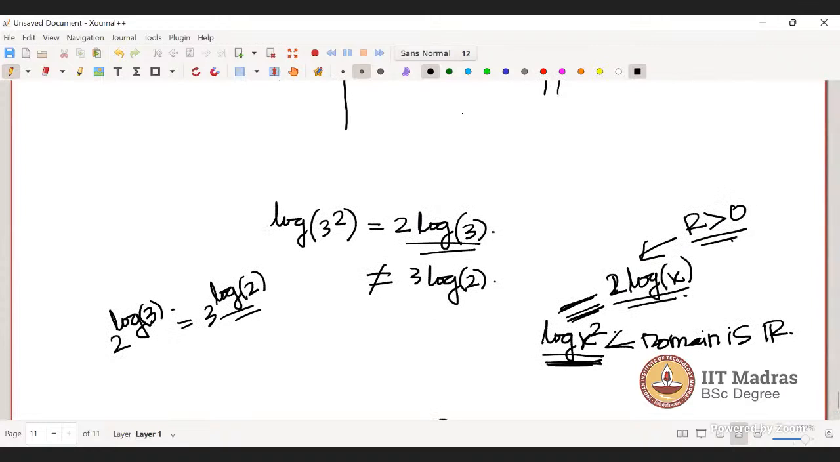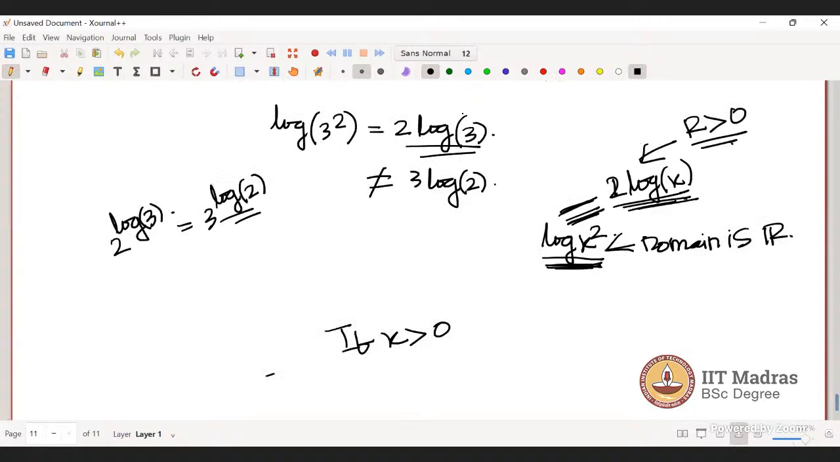So as you can see, this is defined over all real numbers, right? Log x square. But this is not defined over all the real numbers, because log is not defined for negative things, right? So they are two different things. The domain for this function is R. For this function, the domain is positive real numbers. Okay, so then certainly if you draw the graph, you will get a different graph, right?